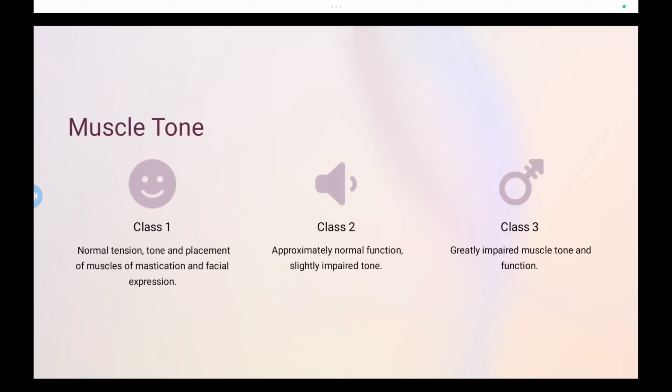Now, in the muscle tone we can classify into class 1, which is normal tension, tone and placement of muscles of mastication and facial expression. Class 2, approximately normal function but slightly impaired tone of muscles. Class 3 is the greatly impaired muscle tone and function.